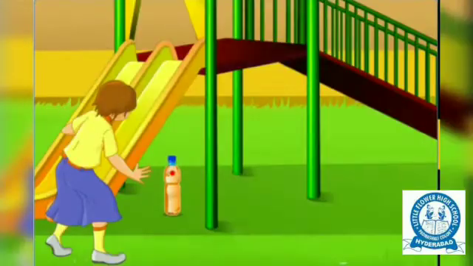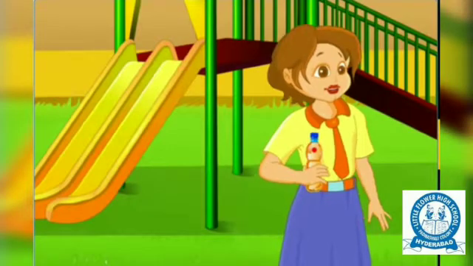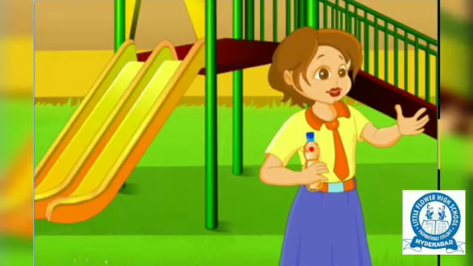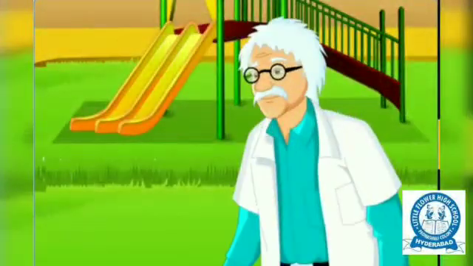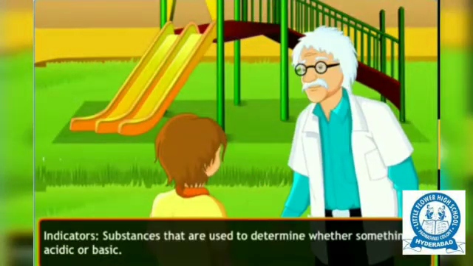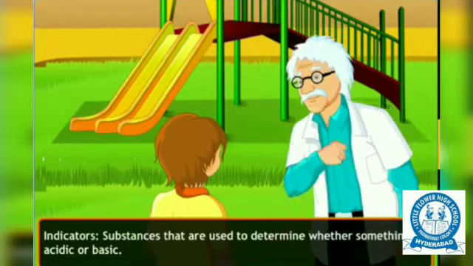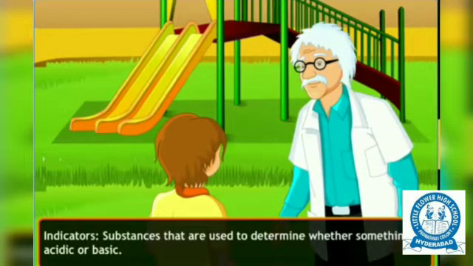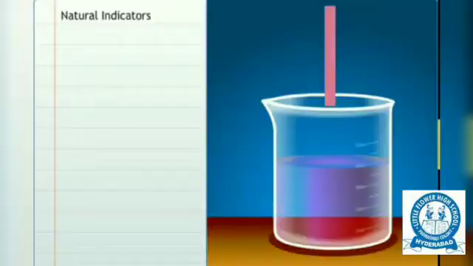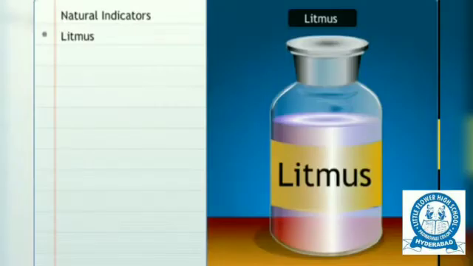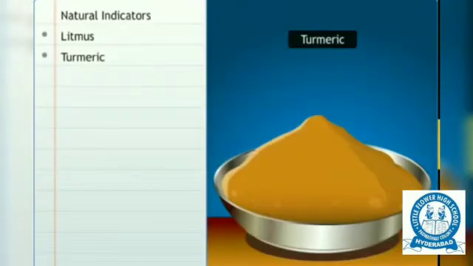I found something with a red dot, but I wonder if this is acidic or basic. How do we find out? Let me help you. There are special substances that are used to test whether something is acidic or basic. These substances are called indicators. Indicators change their color when added to an acidic or basic solution. Some natural indicators are litmus, turmeric, and China rose petals.